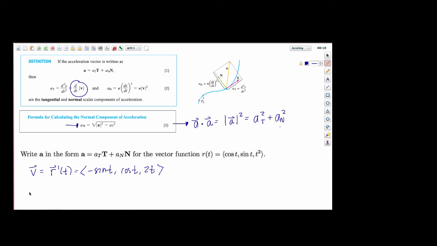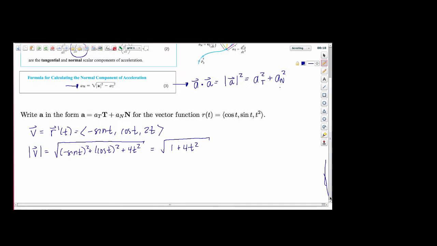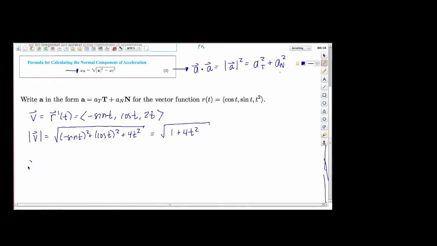And we also note that we're going to need the magnitude of that vector, so the speed. So let's go ahead and find that. So we're going to get the square root of negative sine t squared plus cosine t squared plus 4t squared. Sine squared plus cosine squared gives us 1, so we get the square root of 1 plus 4t squared. Now next, let's go ahead and find our acceleration vector. So our acceleration vector is just the second derivative of position or derivative of velocity vector. So we get minus cosine t, minus sine t, 2.